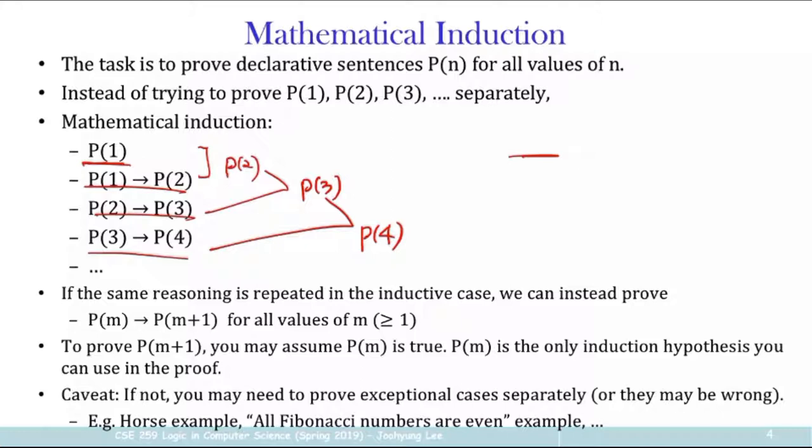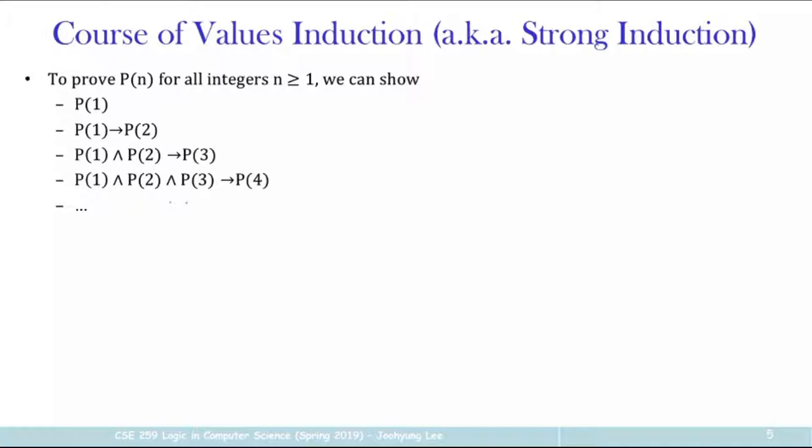The next one is causal values induction. And in this case, you are proving this step P of 1. So that's one case. The second case, P of 1 implies P of 2. The third one is P of 1 and P of 2 is true, then P of 3 is true. Okay? Now the third line here is actually different from the mathematical induction, right?